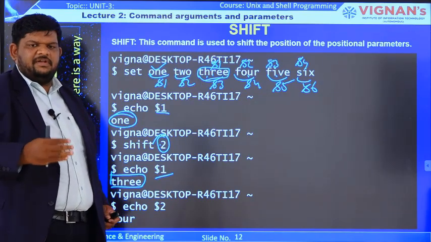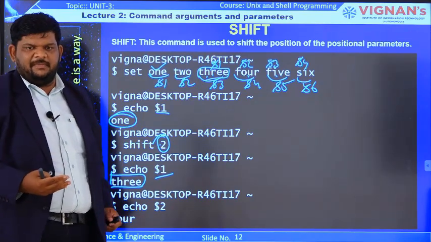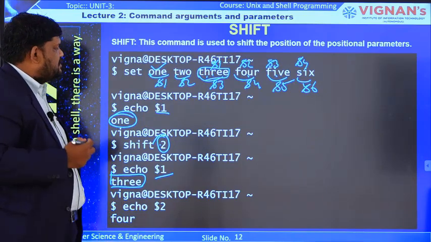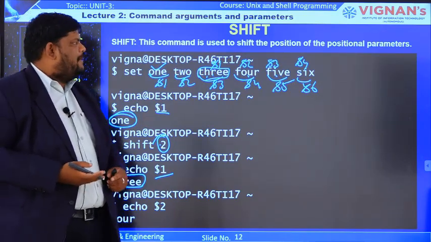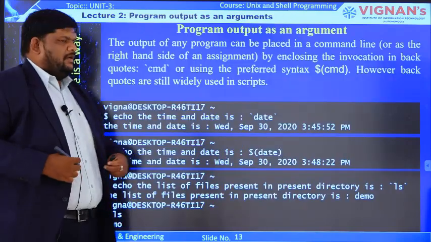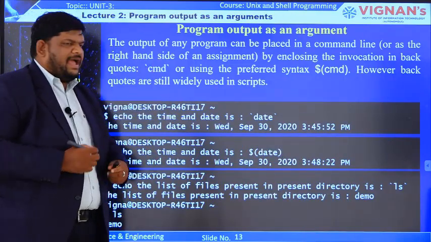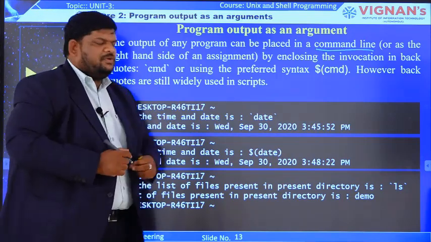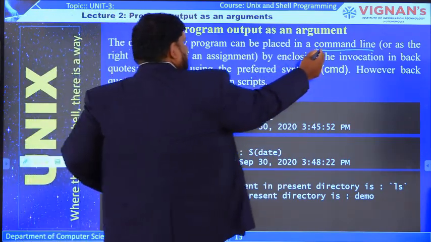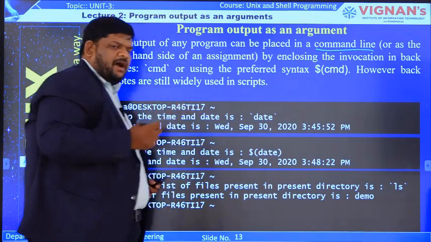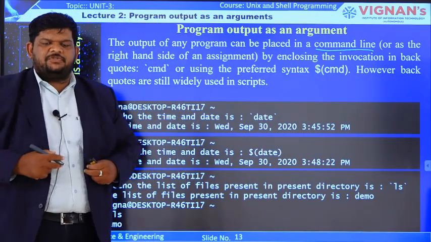Shift 3 will shift the three positions of the positional parameters. So like that, we can shift the positions of the positional parameters with the help of shift. Now the third concept in this lecture is program output as an argument. The output of any command can be placed in a command line. It is possible with the help of command substitution.